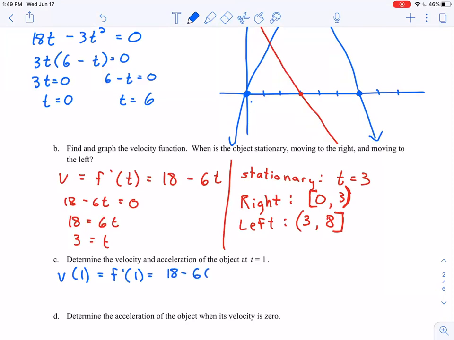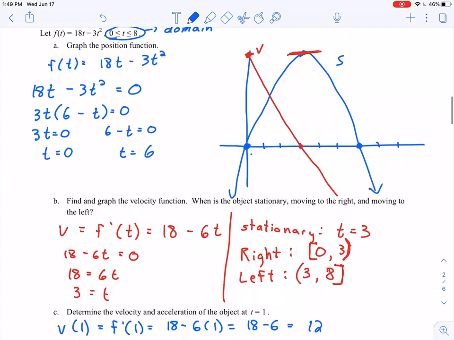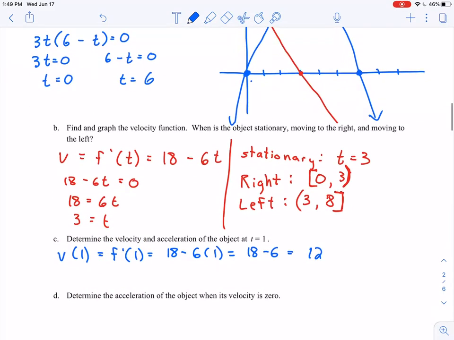So let's see, v of 1, or f prime of 1, just depending on your preferred notation. 18 minus 6 times 1 would be 18 minus 6 would be 12. And do I have a unit here? I don't. Let's say that this is in meters per second, just to choose a unit. So this would be 12 meters per second. That's a positive velocity. That makes sense because we said at 1 second, 1 falls between 0 and 3. I'm moving to the right in the positive direction.